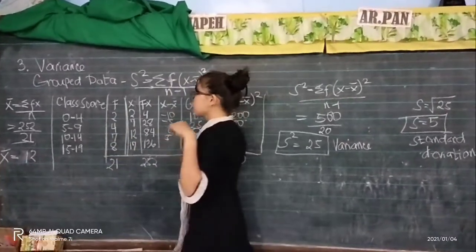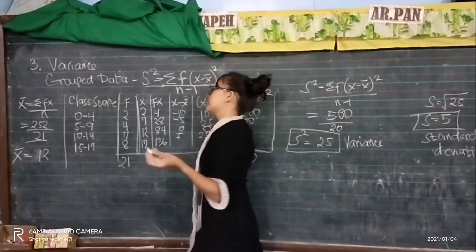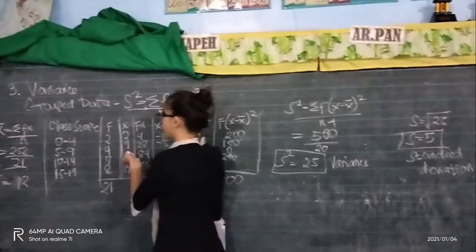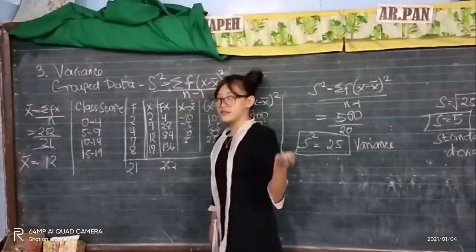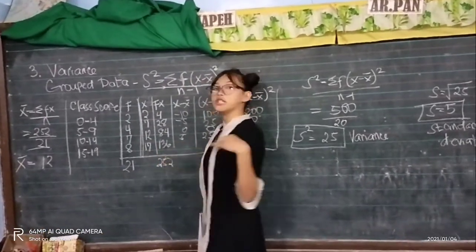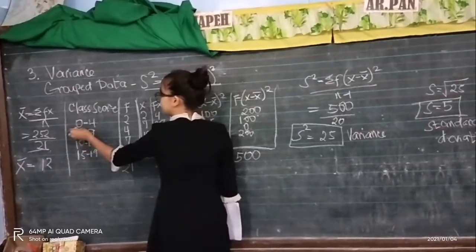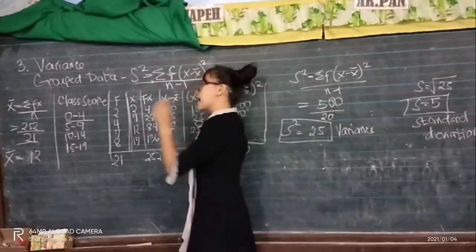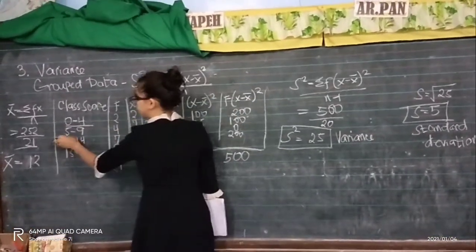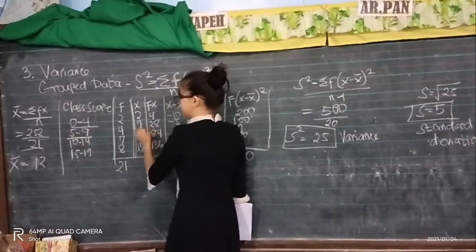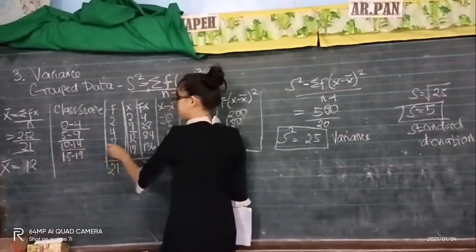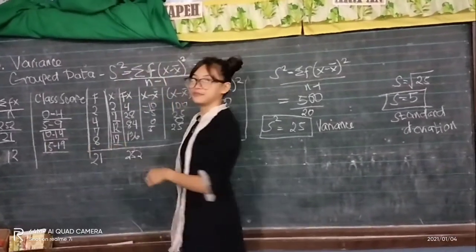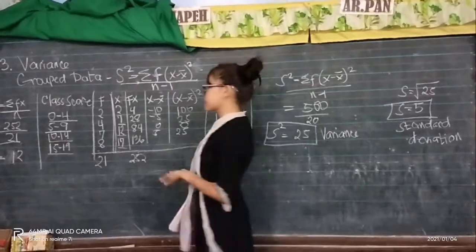First, all we need to do is find our x. As I said earlier, to determine the x, we take the midpoint of each class. The midpoint of 0 to 4 is 2. The midpoint of 5 to 9 is 7. The midpoint of 10 to 14 is 12. And the midpoint of 15 to 19 is 17.